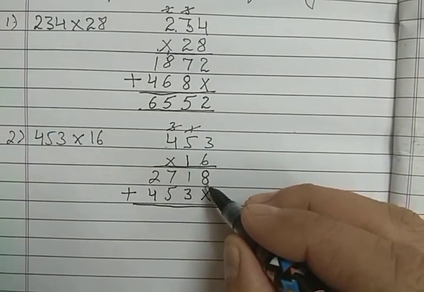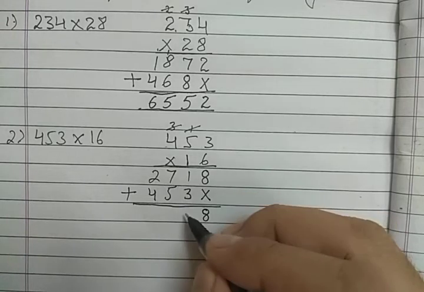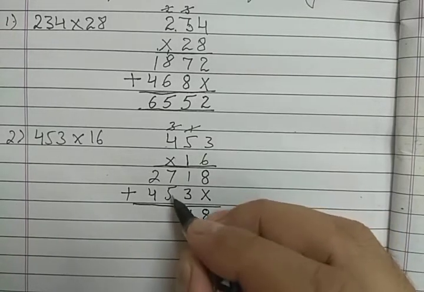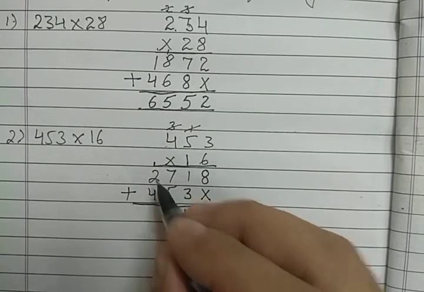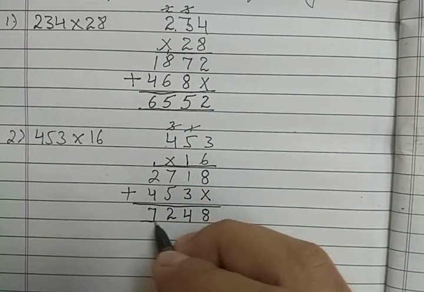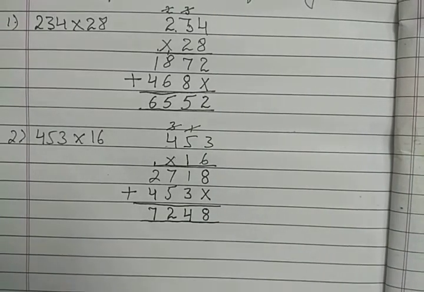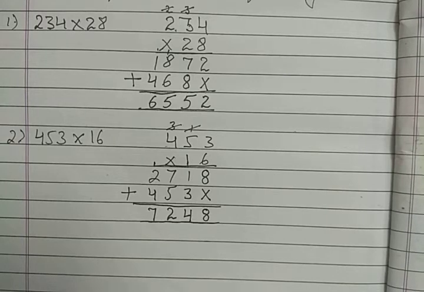Add them. 8 plus 0 is 8. 3 plus 1, 4. 5 plus 7 is 12. 1 carry over. 4 plus 2 is 6, plus 1 is 7. So this is the answer, 7,248. So in this way you can multiply a 3-digit number by a 2-digit number.